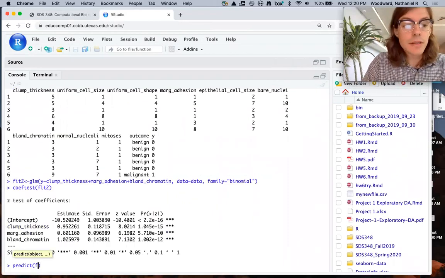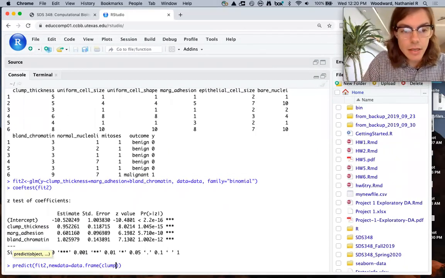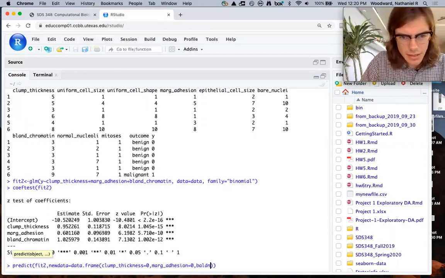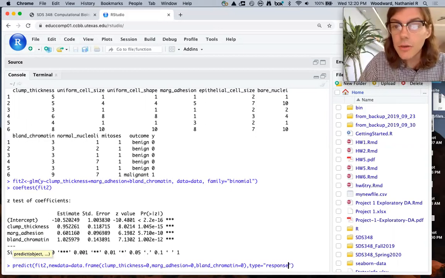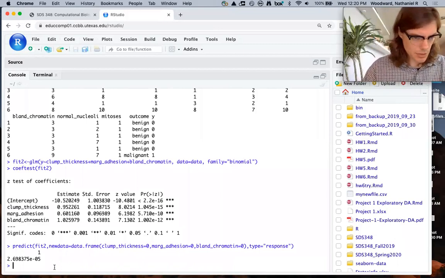Cool, so predict fit2, we want newdata equals data.frame, and let's say clump thickness equals 0. What else? Marginal adhesion equals 0. And then what was the other one? Bland chromatin equals 0. And then say type equals response. That'll give you the probability, right? Otherwise, it'll give you the logit.